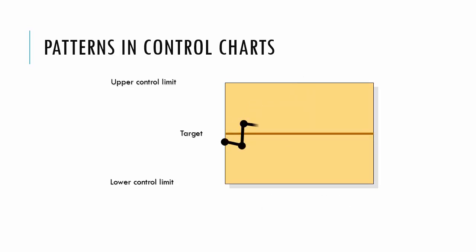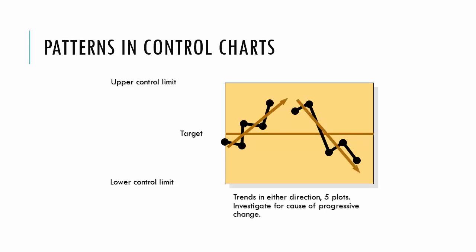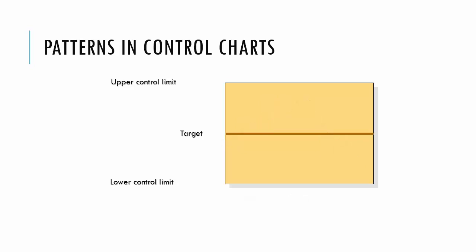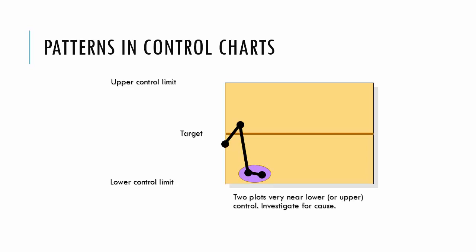If there appear to be trends, either upward or downward, then we would want to investigate for possible assignable causes. The book suggests 5 sample plots, but your policy may be more or less than 5. Another cause of concern would be if 2 consecutive plots are very near one of the control chart limits. Here we see at the bottom. In essence, this is saying that the sample statistics do not appear to be random.